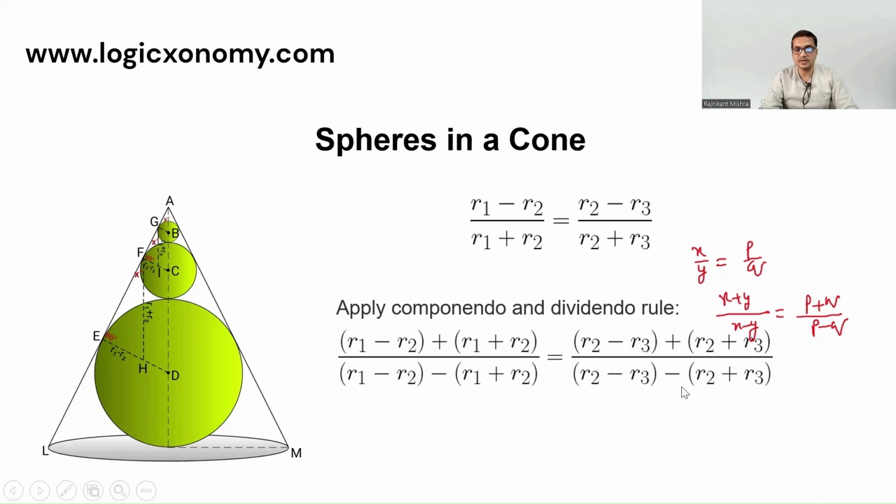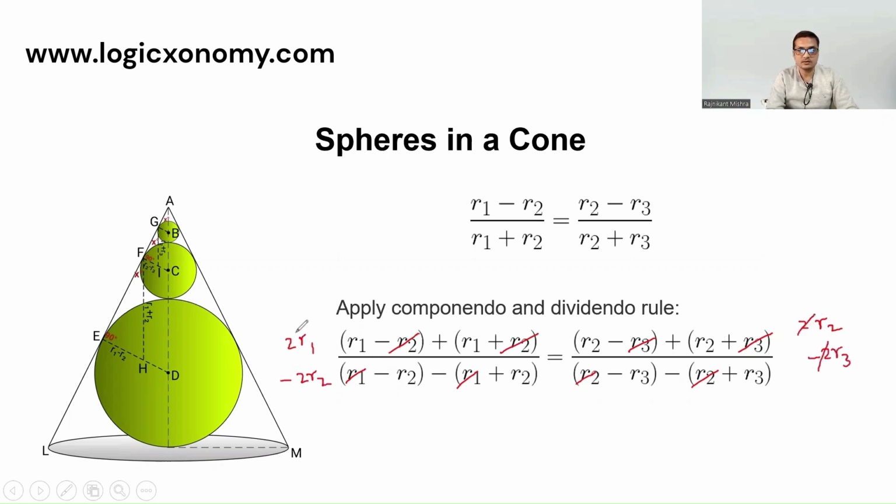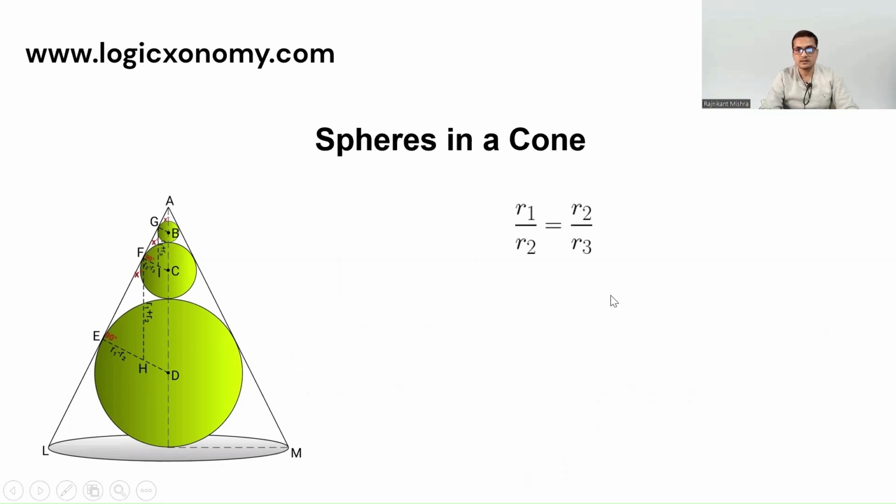Now minus R2 plus R2 cancelled out, plus R1 minus R1 cancelled out, minus R3 plus R3, plus R2 minus R2. R1 plus R1 is equal to 2R1, minus R2 is equal to minus 2R2. R2 plus R2 is equal to 2R2, minus R3 is equal to minus 2R3. 2 cancelled out, 2 cancelled out, this minus cancelled out. The final result is R1 by R2 is equal to R2 by R3. Or we can say R1 ratio R2 is equal to R2 ratio R3.